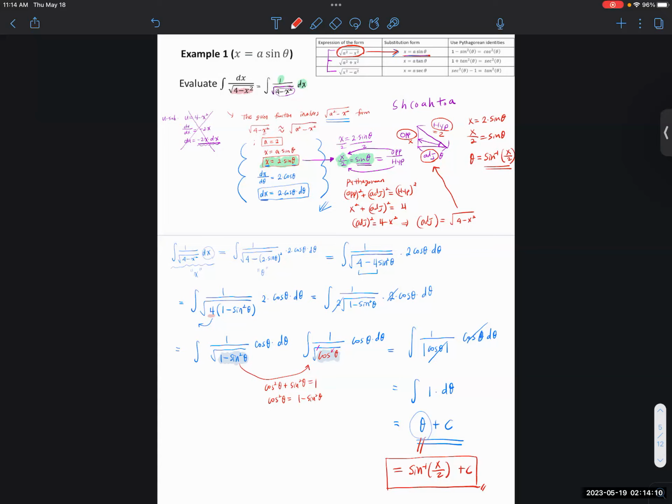The reason why I show you the SOHCAHTOA, just a little bit of background, is that there's a possibility you can find out what the hypotenuse, opposite, and adjacent are as well. But here we just need to find out what theta is.